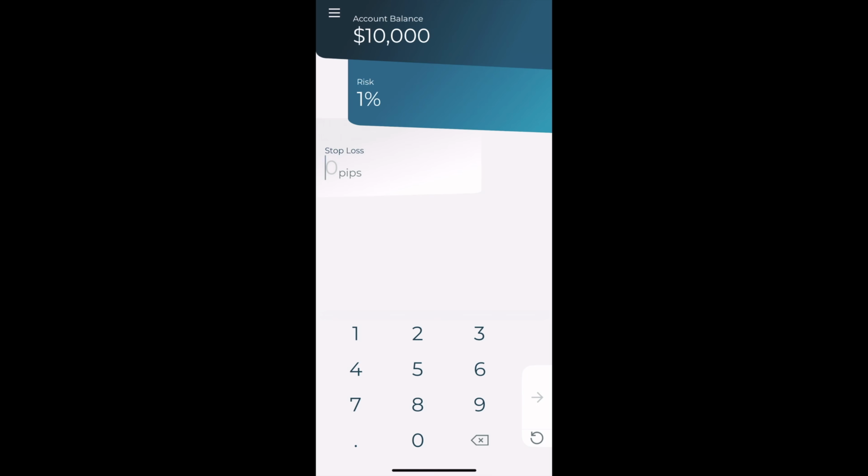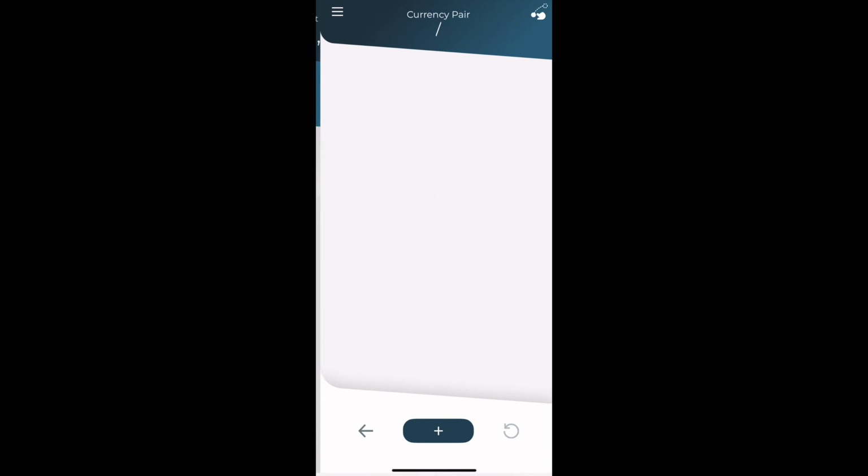For stop loss, we want to work out the number of pips from the distance of the entry price to the stop loss. For example, if the entry price is 2,500 and the stop loss is 2,490, the distance between the stop loss and the entry is 100 pips. So let's say we want to enter 100 pips. Then we want to go ahead and click calculate.